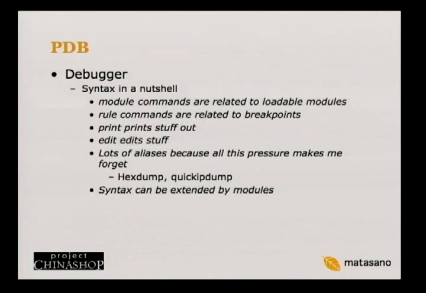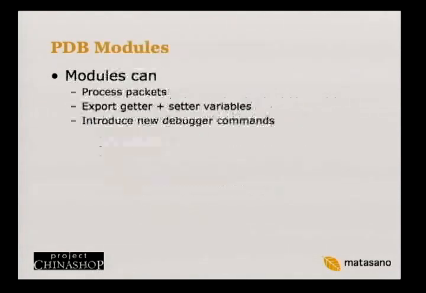Aliasing commands is really straightforward because all you do is register it twice, same function pointer, two different names. I've used this tool with like 12 different iterations, and I think commands are different than they should be, so I just have all of them be commands, so I don't have to remember anything. And then syntax can be extended by modules. As I said, PDB itself, not so smart. Modules can process packets. We're going to look at a sample module in two seconds.